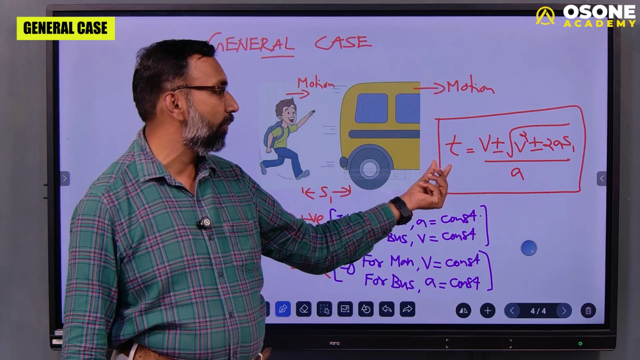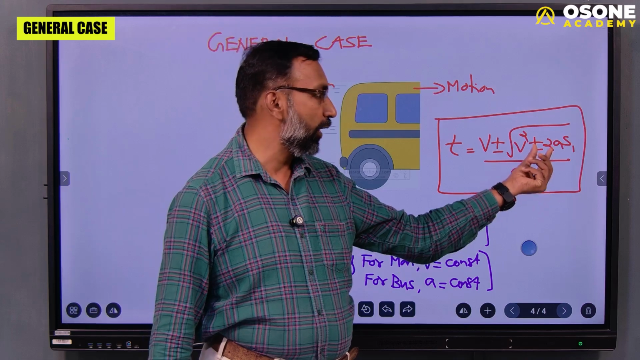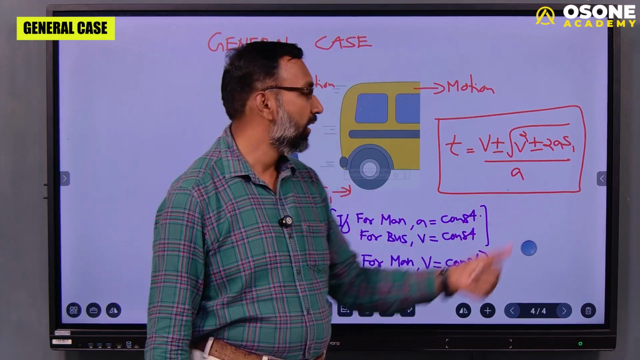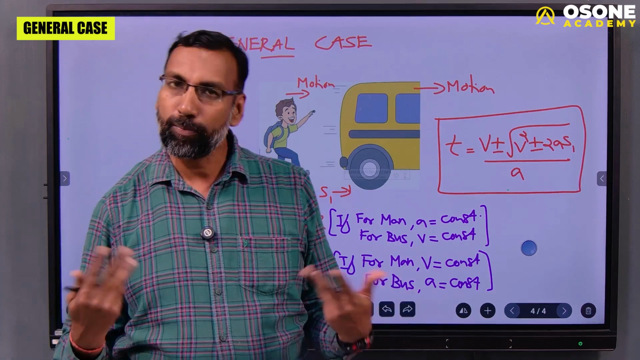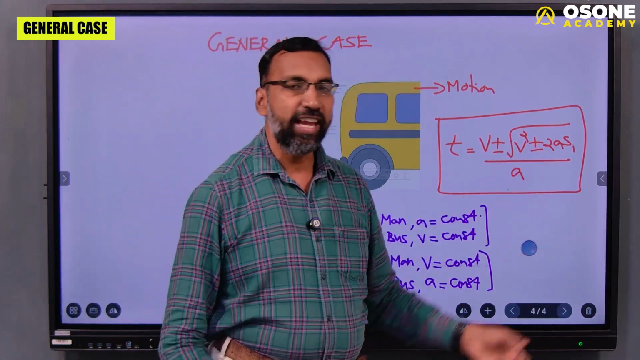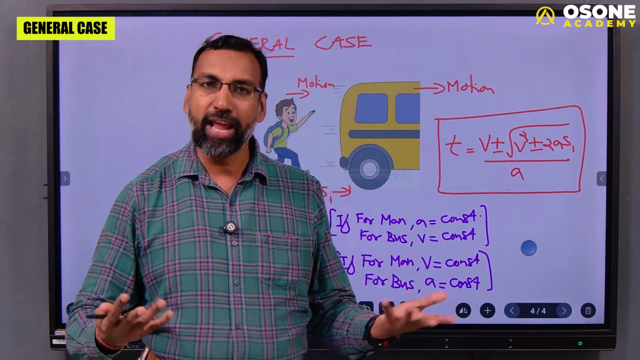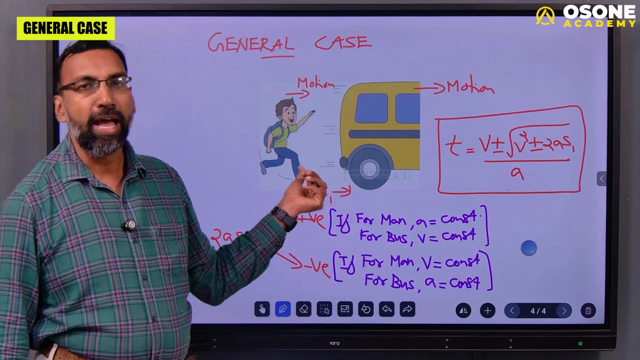So the general shortcut to find the time taken by the man to catch the bus is T equals V plus or minus root of V squared plus or minus 2AS1, divided by A. This is the formula. What is V? Constant velocity, which can be of the man or the bus. What is A? A is the constant acceleration, which can be of the man or the bus. S1 is the initial separation between the man and the bus.